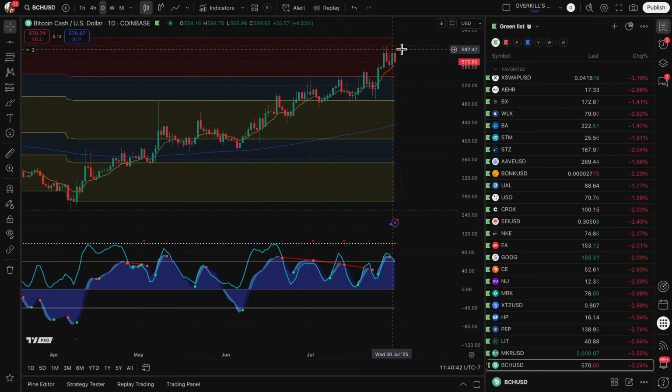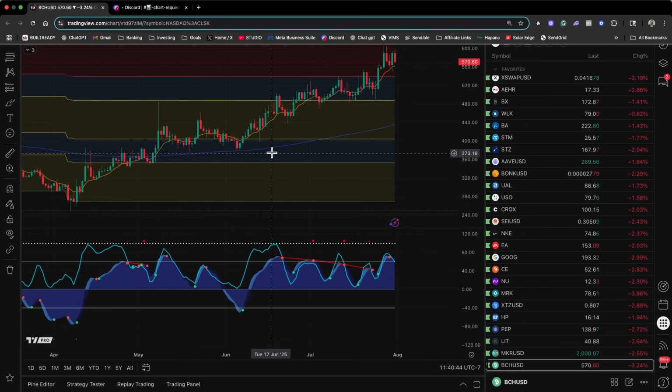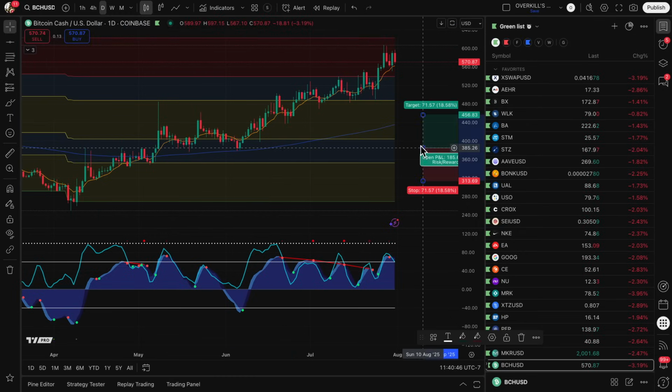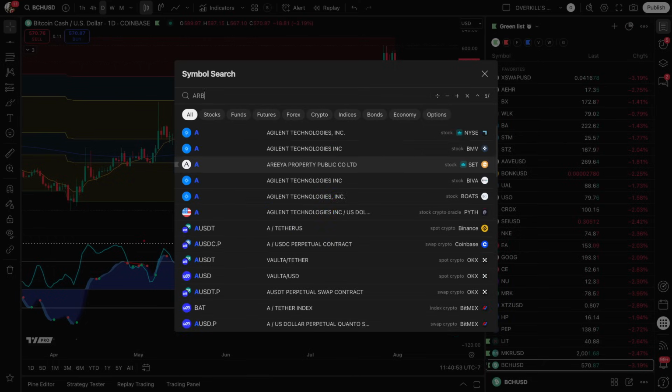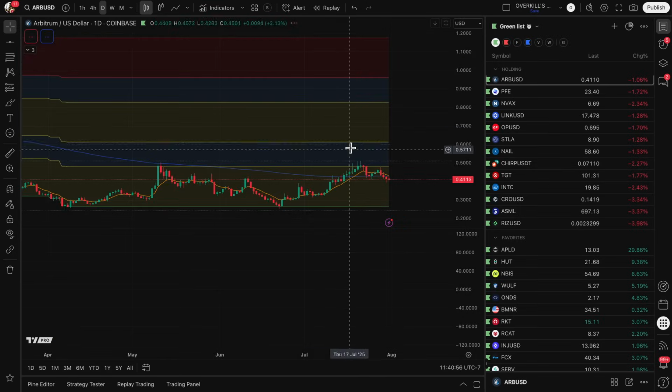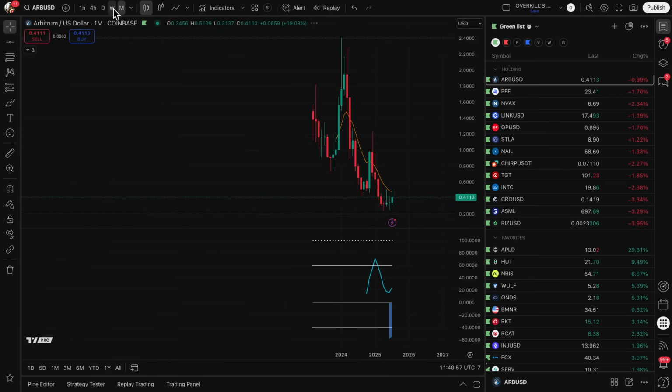So I'd be taking some off of BCH here. Again, if you entered here, you're up 60% from where we bounced off the average there. So I would be trimming some. Again, we're not trying to hit grand slams. We're just trying to be consistent traders. We're consistent by sticking to our strategy.